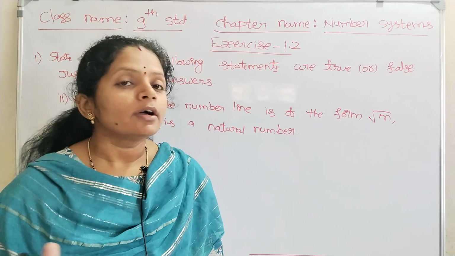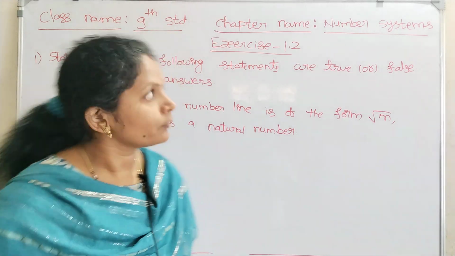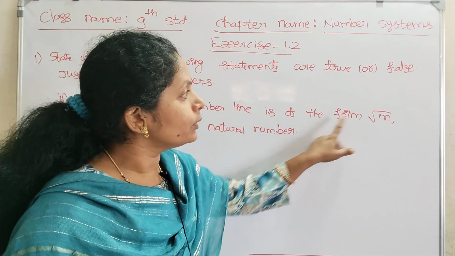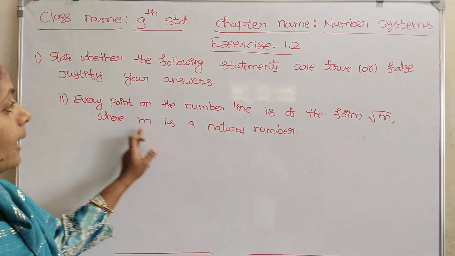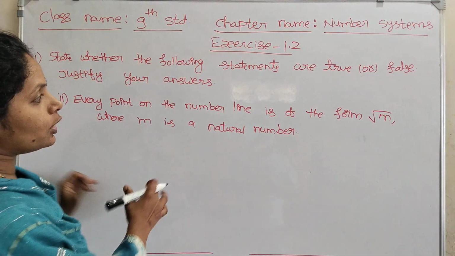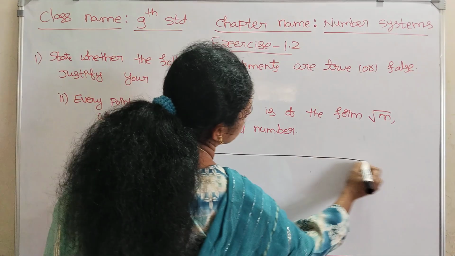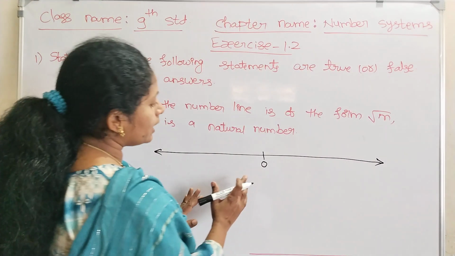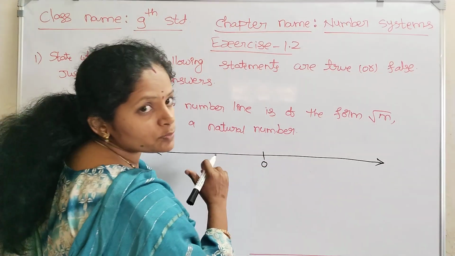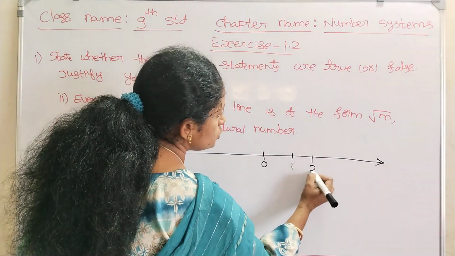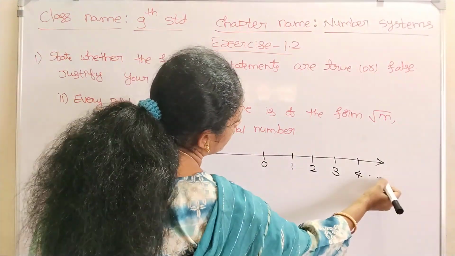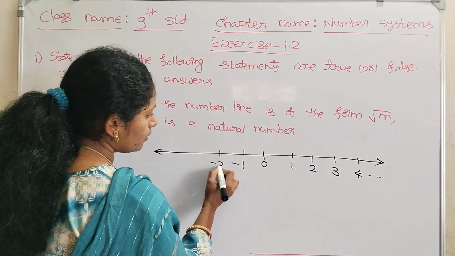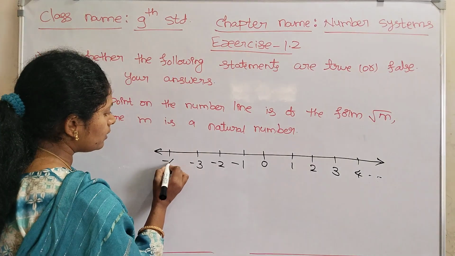From question number 1, let's move towards question number 2. The question is: every point on the number line is of the form root m, where m is a natural number. Let us draw a number line here. In the middle, let us draw the 0. As we know, the right side of the 0 is always positive numbers: 1, 2, 3, 4 and so on. And on the left side, negative numbers will be there: minus 1, minus 2, minus 3 and minus 4.